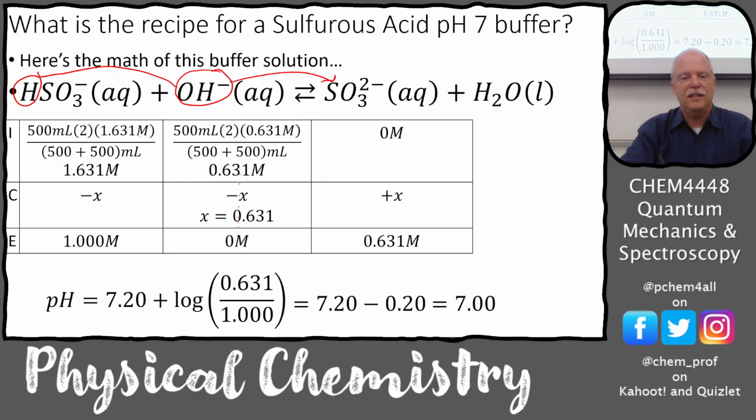We're going to take this down to 0, use up all the sodium hydroxide, and produce the 1 molar solution of the acid, the weak acid, and the 0.631 molar solution of the sulfite, the weak base. And then we get our pH buffer.